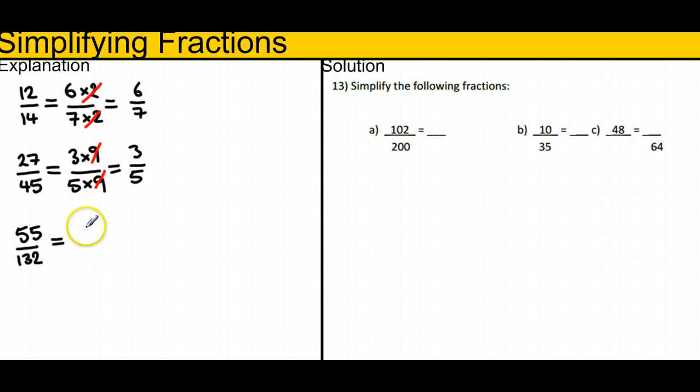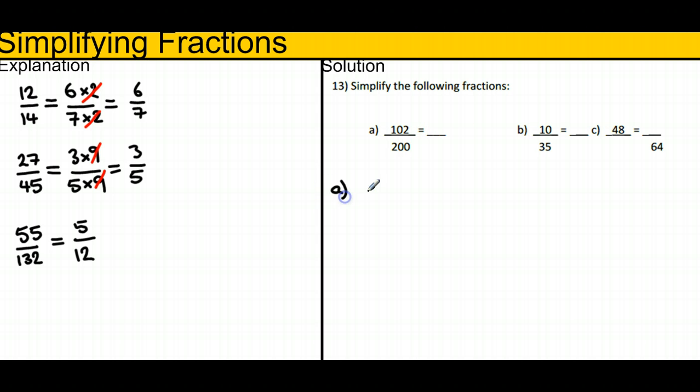Just another one to look out for is sneaky factors like 11, in the fact that 11 goes into 55 5 times, and 11 goes into 132 12 times. So that's your simplified fraction. All of these are simplified because there isn't a common factor other than 1 that will go into all of them. So let's see if we can apply it to these ones over here.